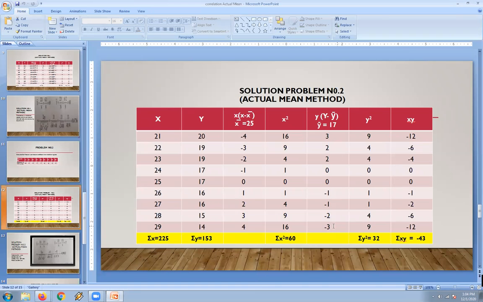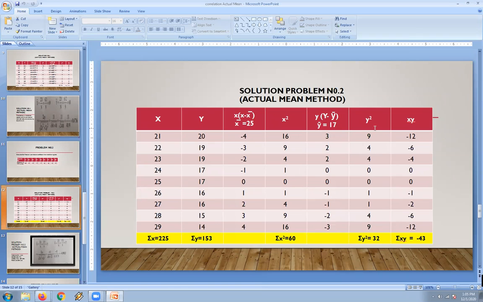In the same manner, calculate the deviation values of y. Here the actual mean is 17. The deviation values have to be calculated: y minus y mean. Actual values are 20, then minus 17, we'll get 3. 19 minus 17 is 2. Again 19 minus 17 is 2. Here 17 minus 17, 0. Again 17 minus 17 is 0. 16 minus 17 is minus 1. Again minus 1. 15 minus 17 is minus 2. 14 minus 17 is minus 3.